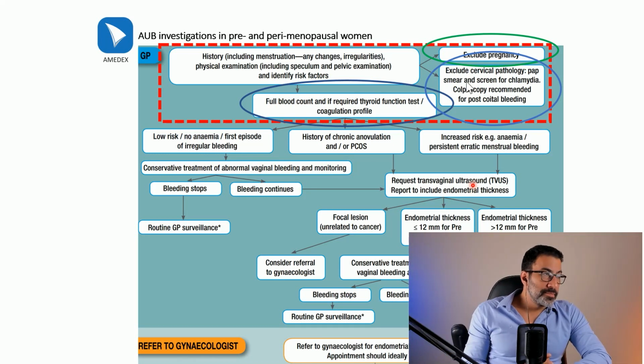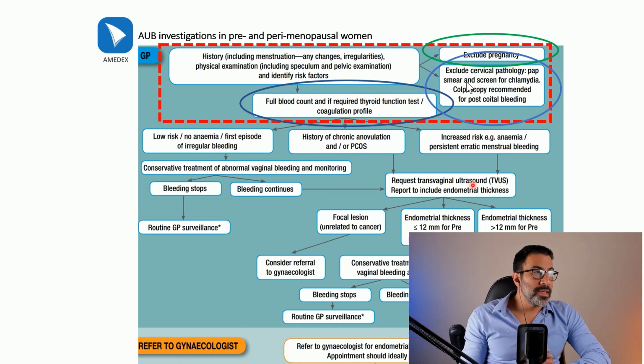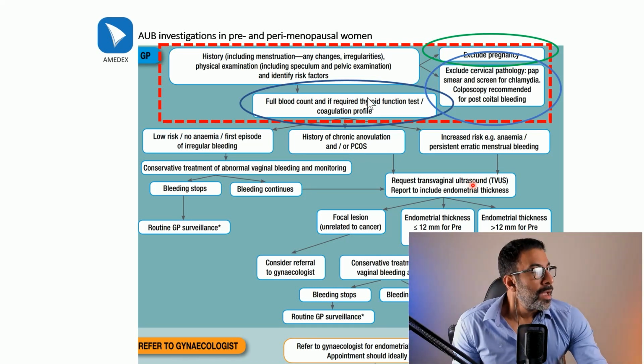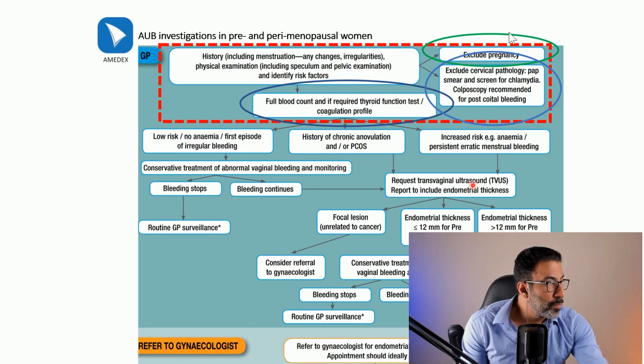So we're done. The upper part is done. Now comes the next part. After we did our initial investigations, we excluded pregnancy, we did a full blood examination, and we also considered whether we need a pap smear cervical screening test, and we've ordered all of those. We're done with those. We come to this line.